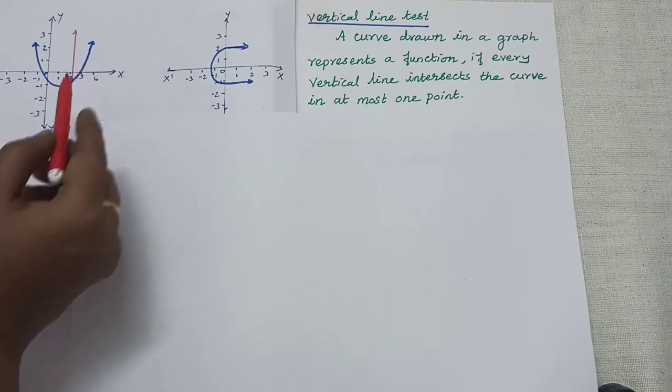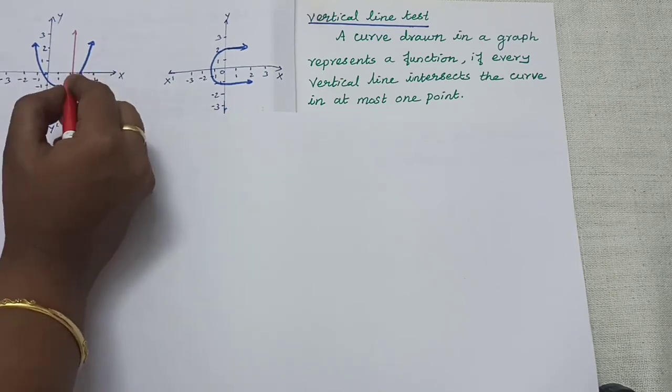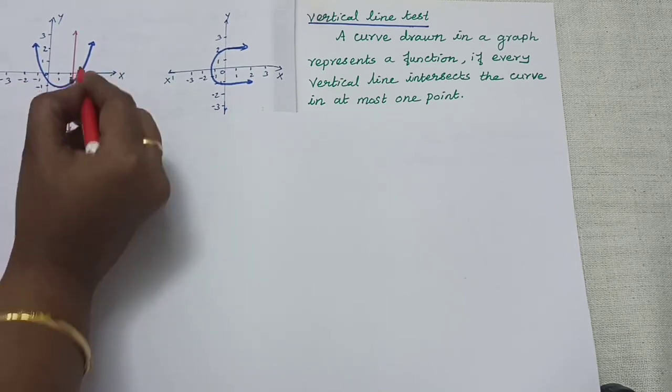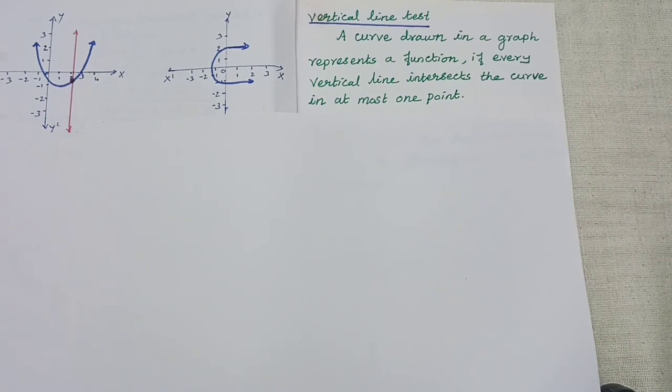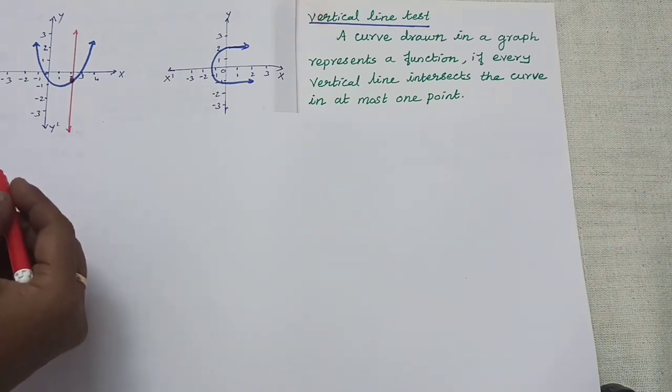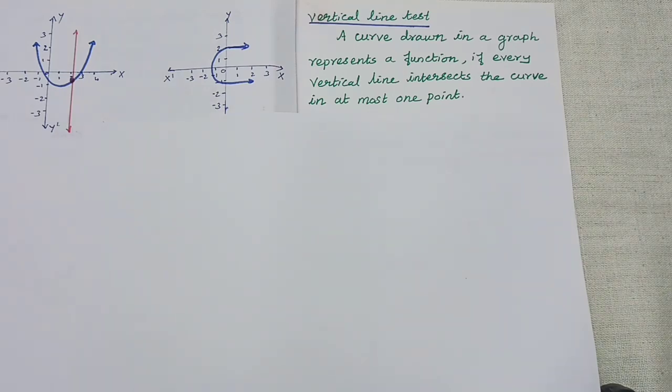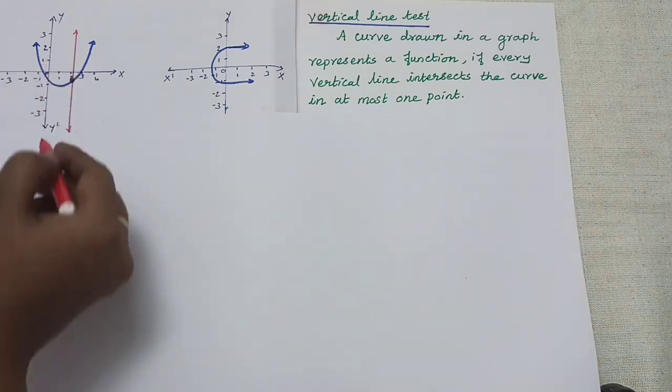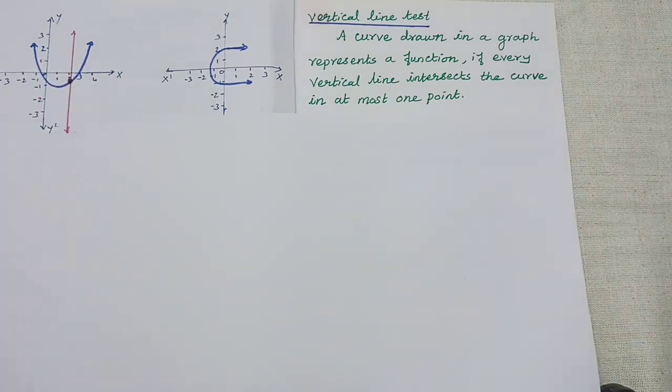This vertical line intersects the curve at most one point. Okay, at most one point. So it is a function. This graph, this curve is a function. Okay, then this is the vertical line test. Like this only we have to find.